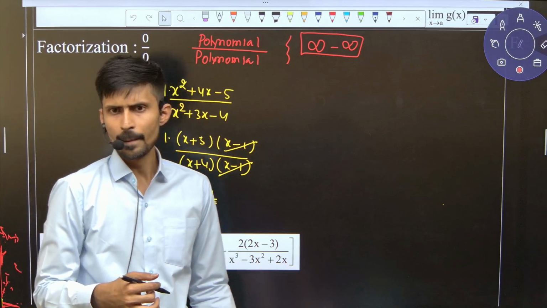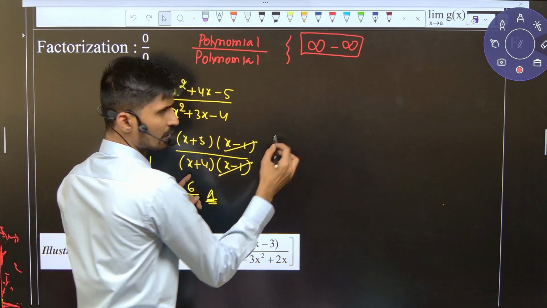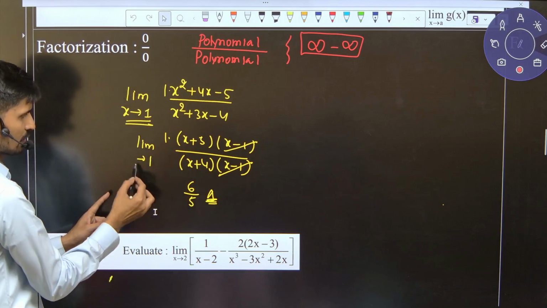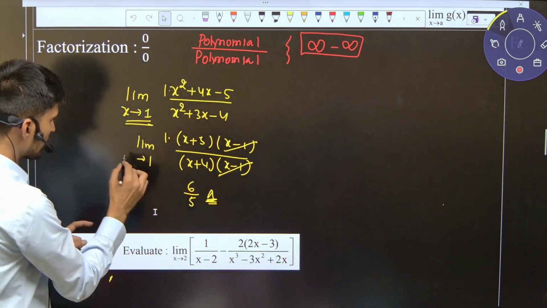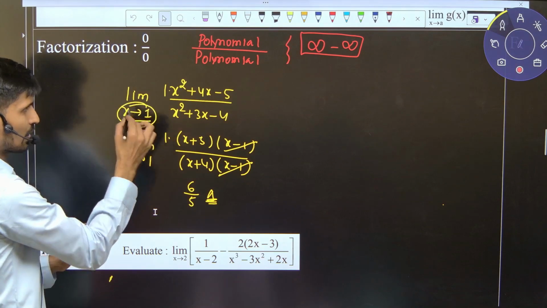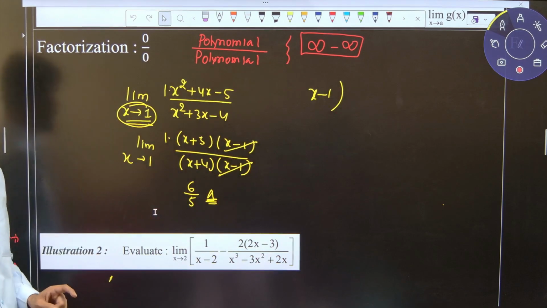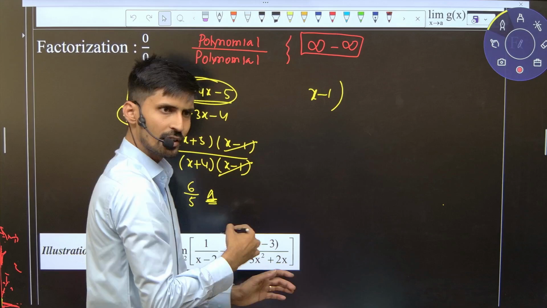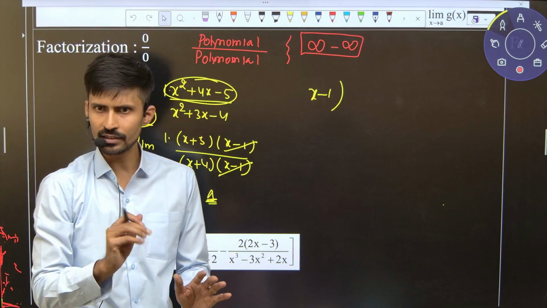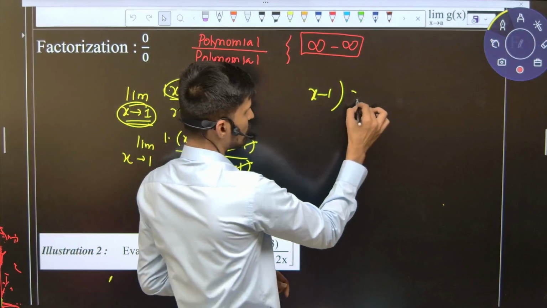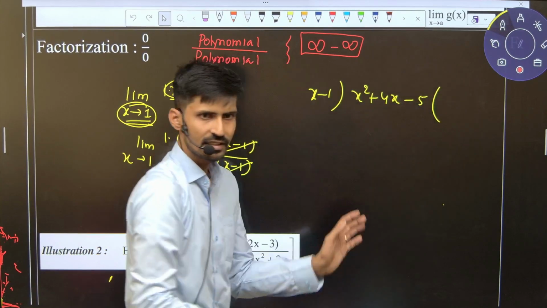See this, simple. Just see this limit. This is x minus 1, yes or no? This is x tends to 1. So take x minus 1, because we know x minus 1 will get cancelled. And take this numerator. Whenever you get stuck in finding roots or anything, you go for that technique. Write down this x square plus 4x minus 5 and just divide.